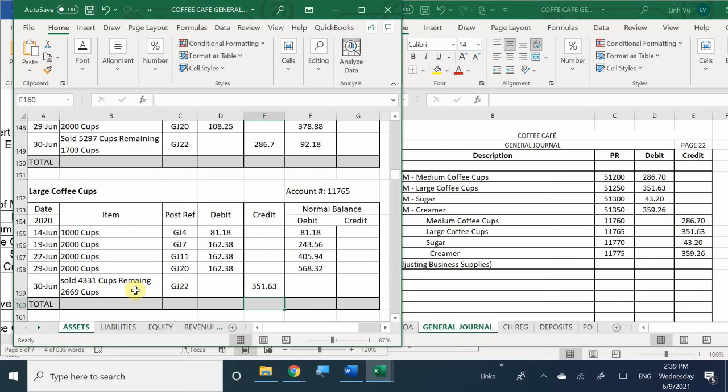But in context, it doesn't matter what you want to put in there, as long as you understand you don't have those cups anymore. So what is going to be my new ending balance in my large coffee cups? 216.69. 216.69 for those remaining 2,669 cups.